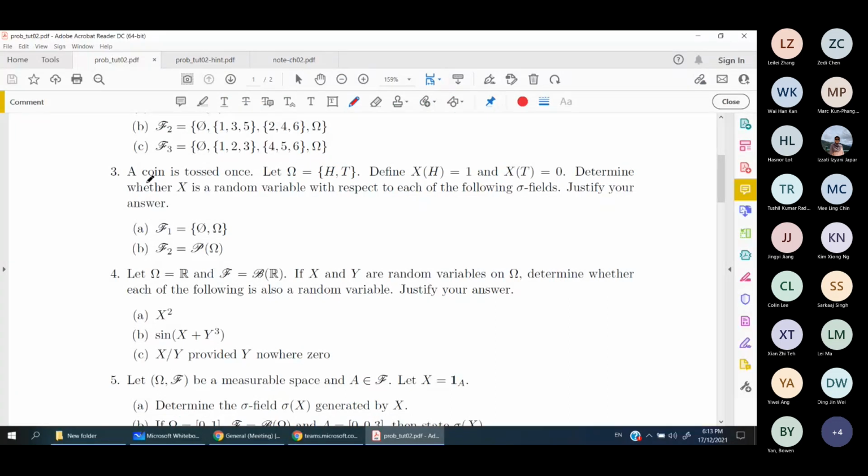Okay, a coin is tossed once, so omega is {H, T}. X(H) is 1, X(T) is 0. So that means in this case, X represents whether the outcome is heads or not. Determine whether X is a random variable with respect to each of the following sigma fields. Okay, so this is the question.